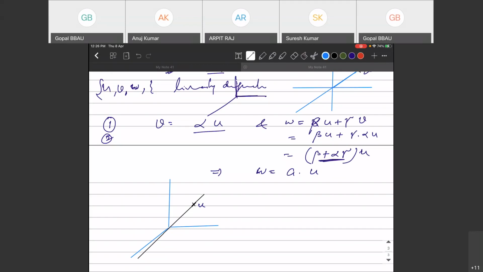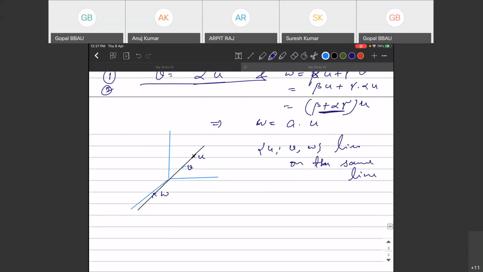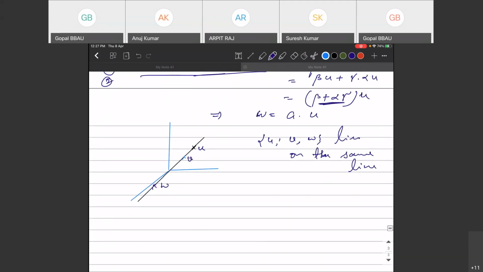In this case, say this is V, and say here this is W. So if this is the case, then U, V, W will lie on the same line that passes through the origin and any point U, okay, or V.